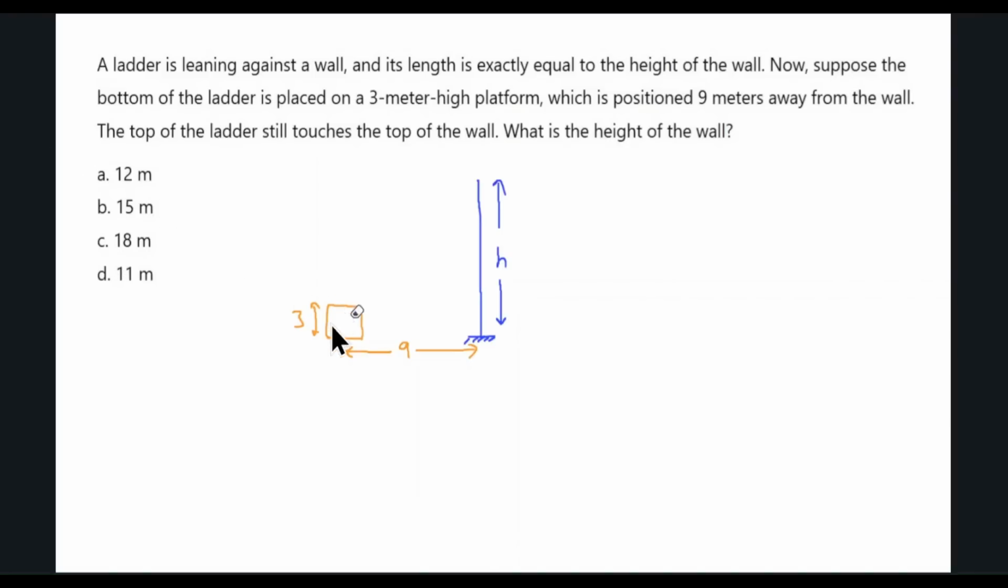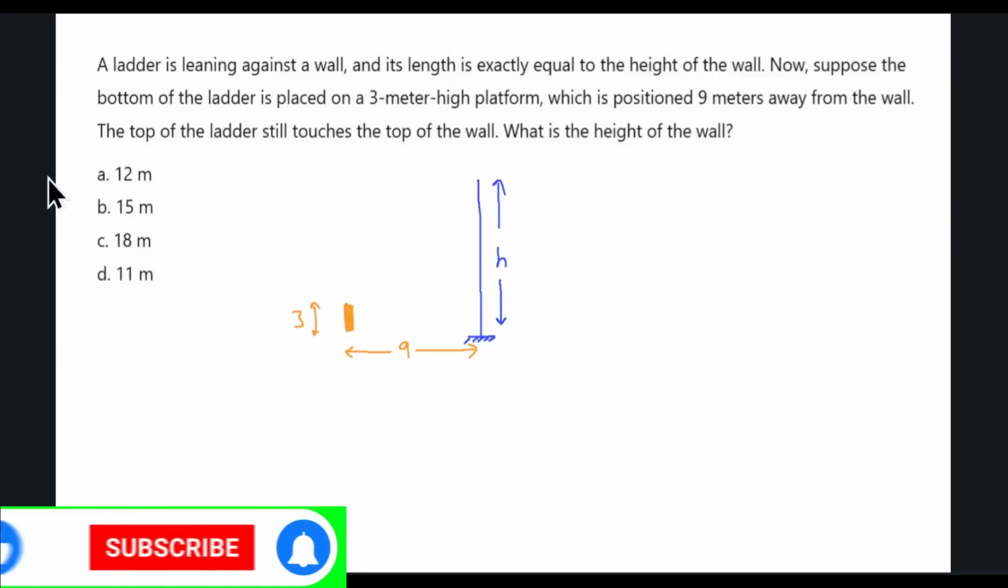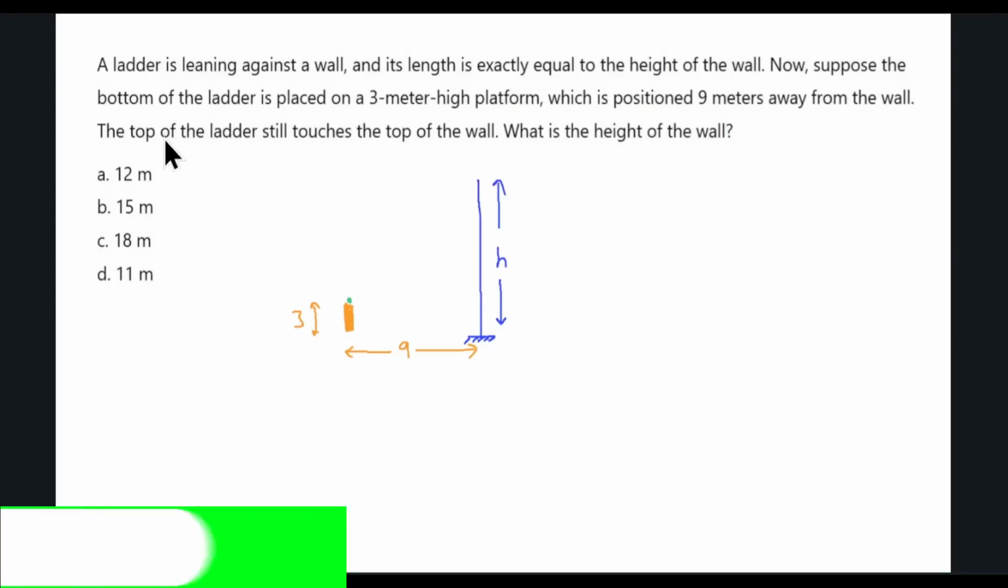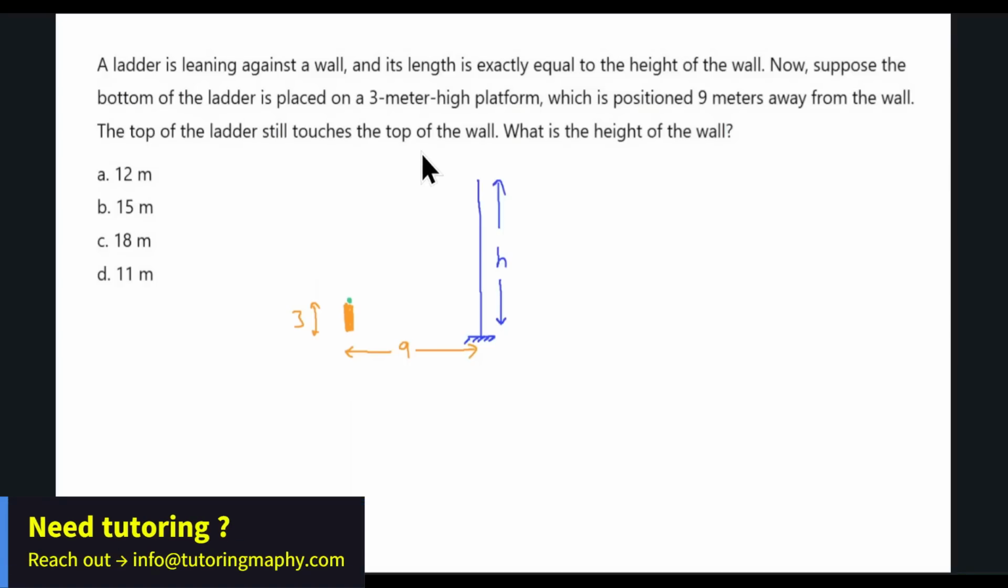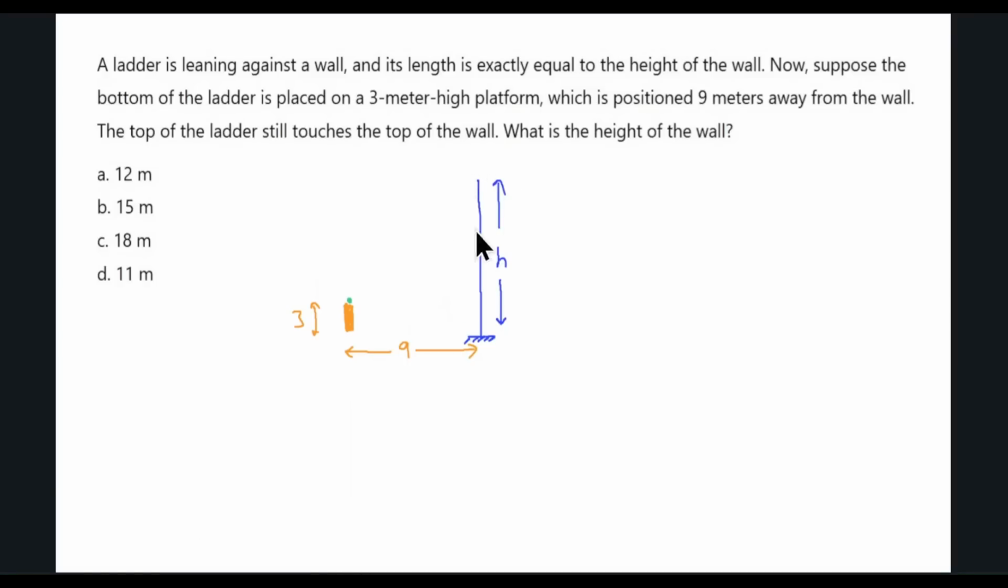Rather than making a square, I'm just going to make a simple vertical height, to avoid any confusion. So let's say this is the platform and this is obviously the distance. And now they are saying that the bottom of the ladder is placed here. So this is where the ladder is. The top of the ladder still touches the top of the wall. So if the ladder still touches the top of the wall, it means that the ladder is something like this, right? And remember that the length of the ladder is still h. So this is h. They are asking what is the height of the wall? We need to find the value of h.